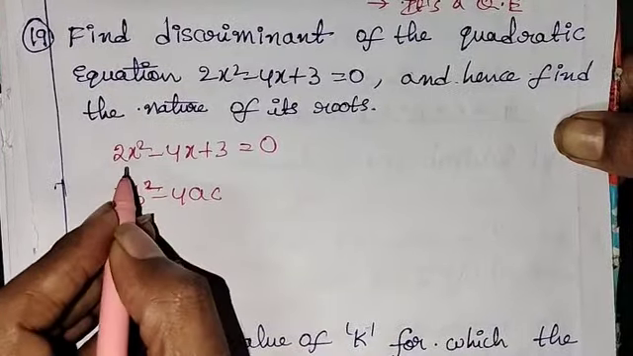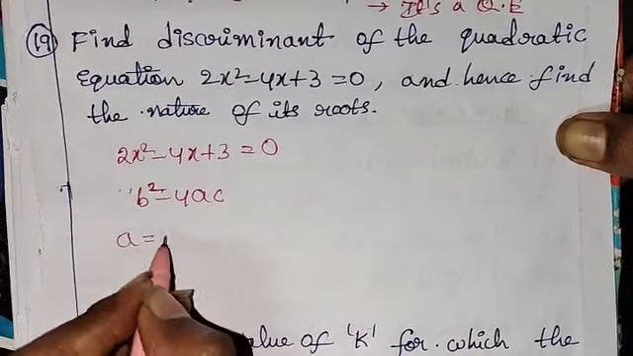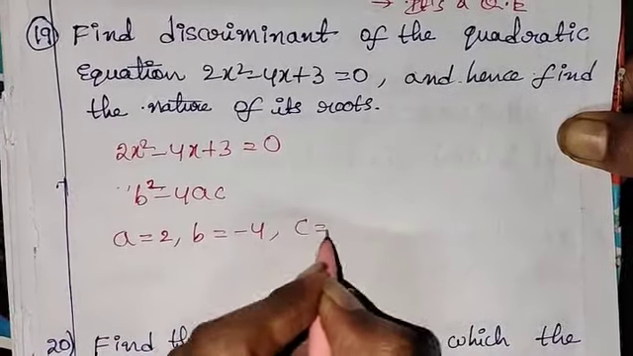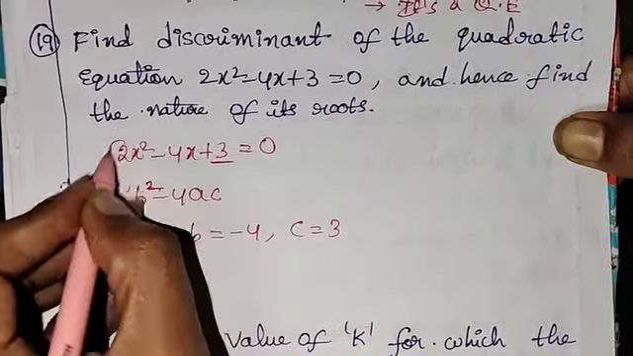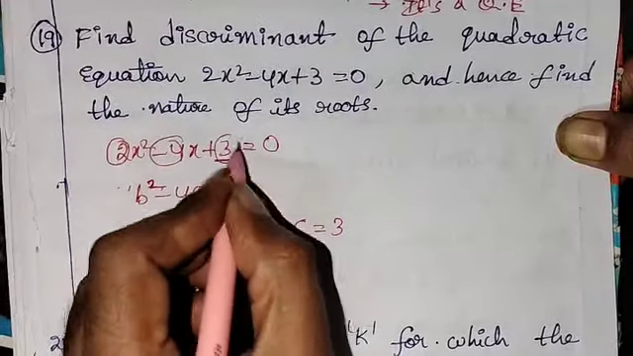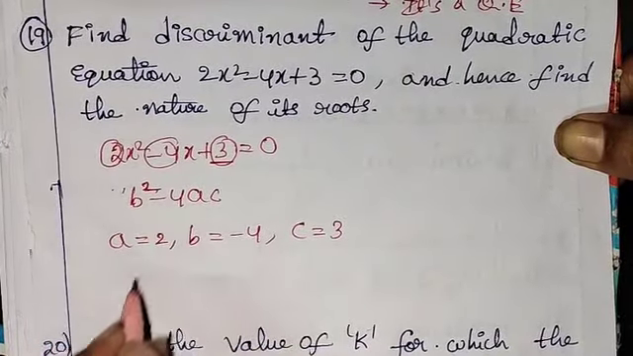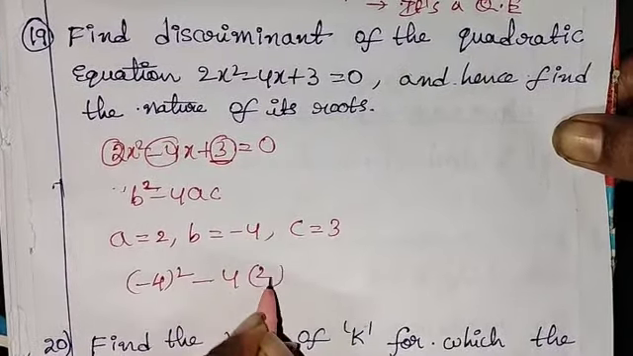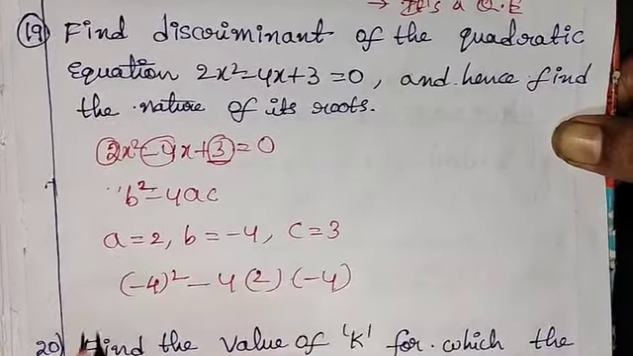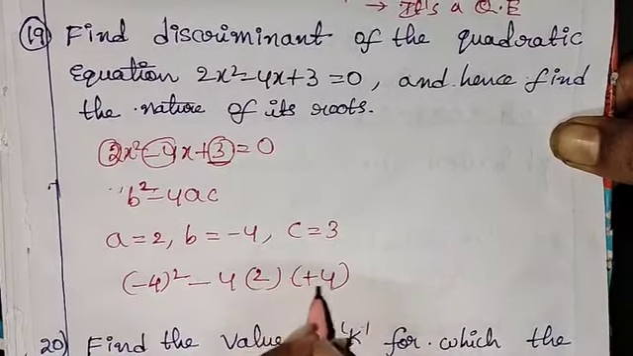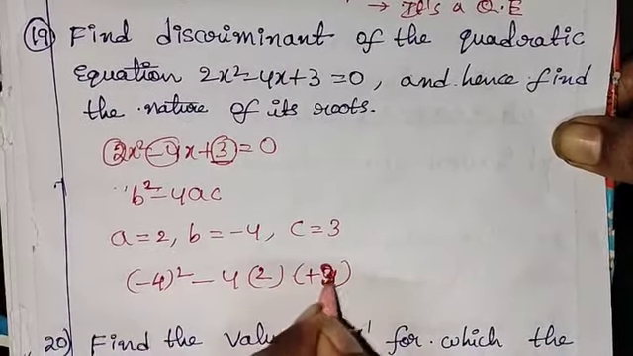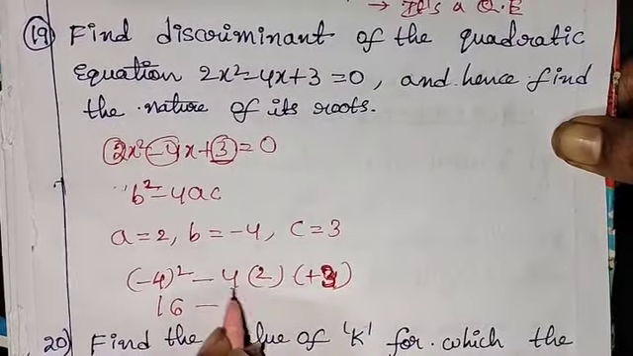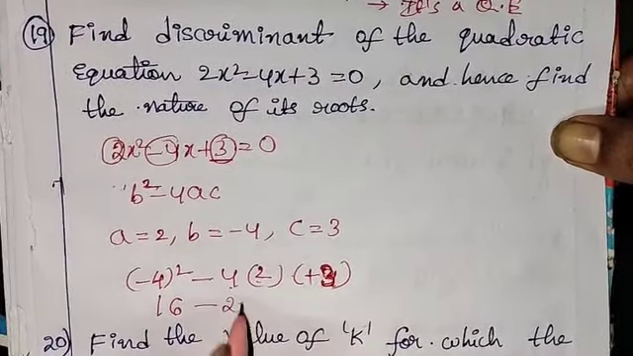So first of all, what is the value of a? a is equal to 2. And what is the value of b? b is equal to minus 4. And what is the value of c? c is equal to 3. So a is equal to 2, b is equal to minus 4, c is equal to 3. Now substitute all values in the discriminant. b square, minus 4 whole square, minus 4, a value is 2 and c value is 3. Okay, c value is 3. Minus 4 whole square is 16, minus 4 2s are 8, 8 3s are 24.